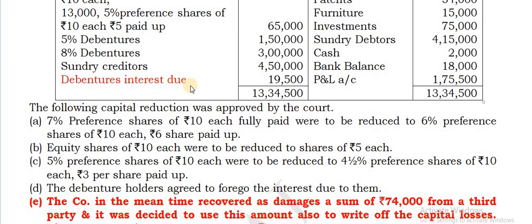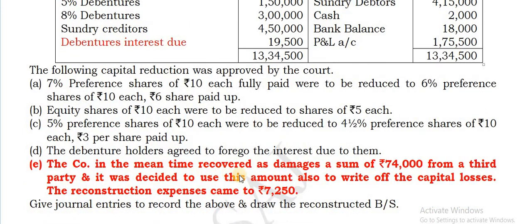Debenture interest account debit, or outstanding debenture interest account debit, to capital reduction account. The company in the meantime recovered as damages a sum of rupees 74,000 from a third party, and it was decided to use this amount also to write off the capital losses. All of a sudden income is there. So 74,000 is being received for damages. Now this should also be used for writing off the capital losses.